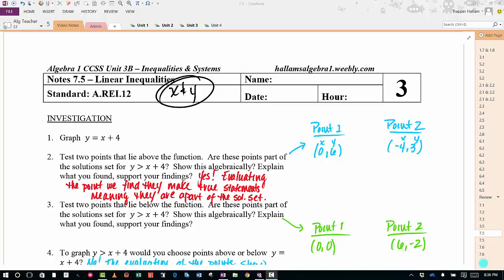Okay, hi and welcome to Note 7.5. We're going to talk about linear inequalities. Linear inequalities have both an x and a y, or two variables as we'll say. But before we get too much into that, let's do a quick investigation.